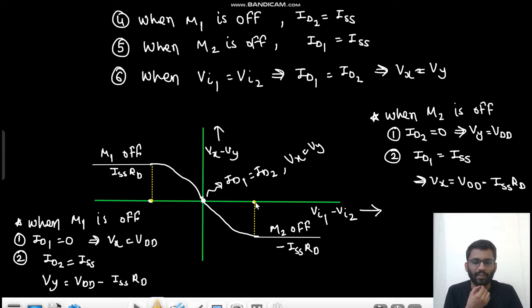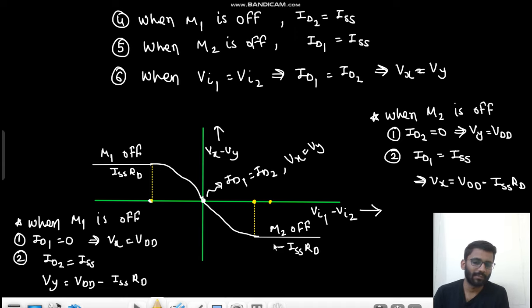So you can get this point, and that value will be dependent on the root of the current. That will come around, I guess, root 2 ISS upon mu n Cox W by L, as far as I remember. That current will look something like that. So if the current is doubled, this point will shift and go further down.